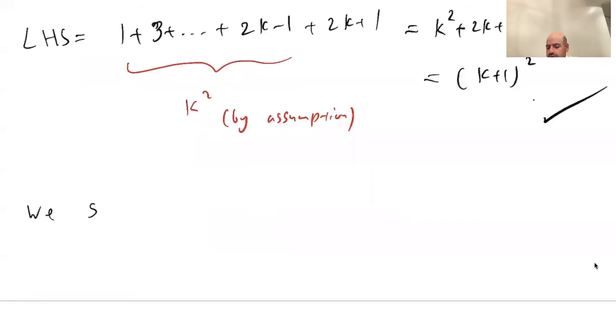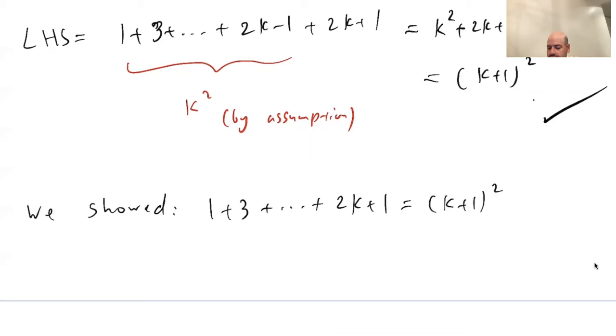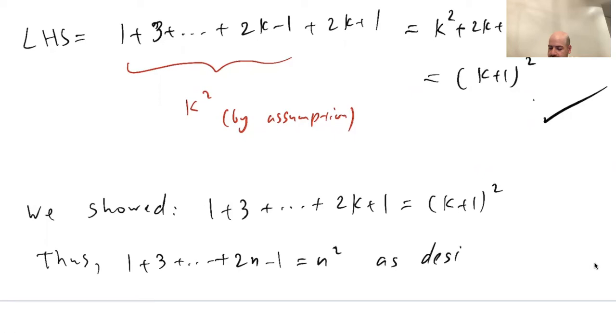So we showed that 1 plus 3 all the way to 2k plus 1 is equal to k plus 1 the whole squared. So 1 plus 3 all the way to 2n minus 1 is equal to n squared as desired.